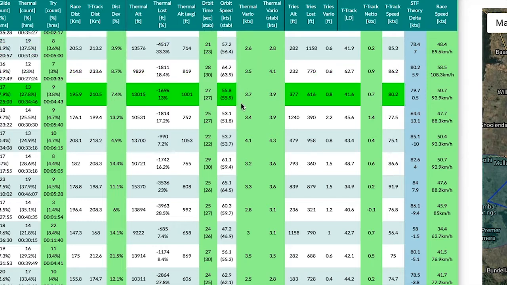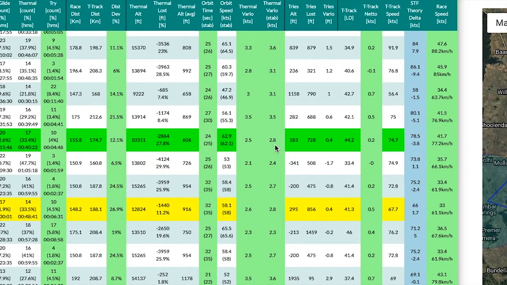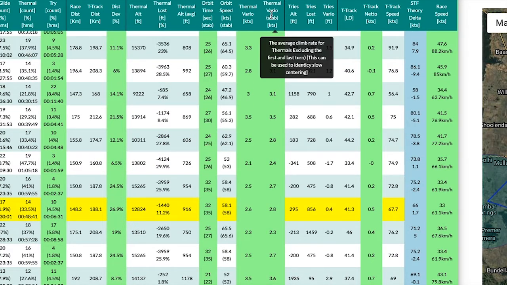although there is a Ventus here at 2.6. Thermal vario. What's the difference there? The average climb rate for thermals excluding the first and last turn. Okay. Or is this the average climb rate for thermals? The average climb rate for thermals circle for more than 60 seconds. High is better. Yes. Okay.